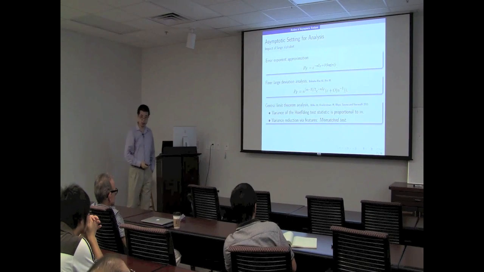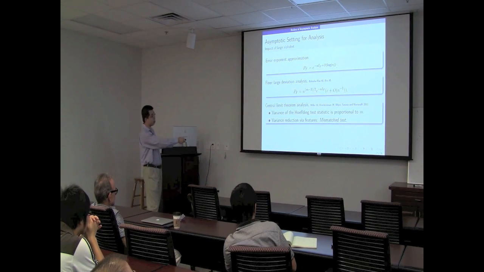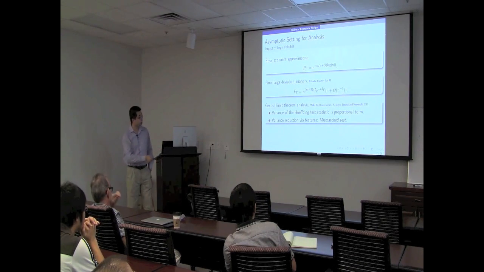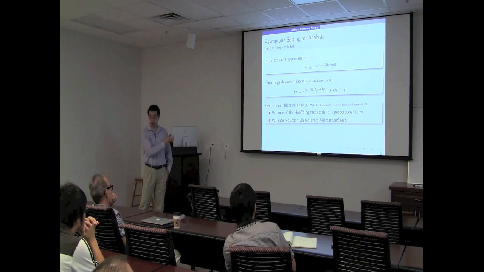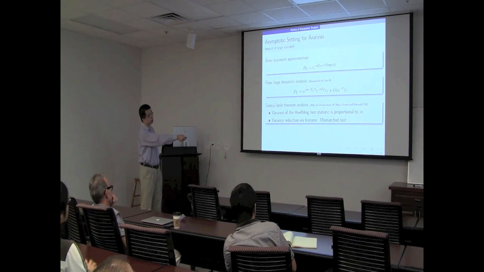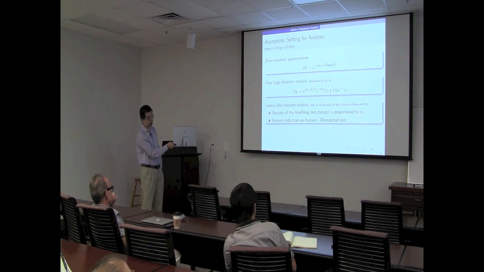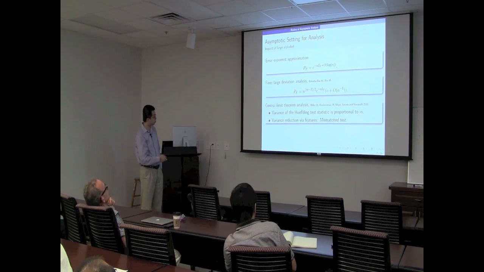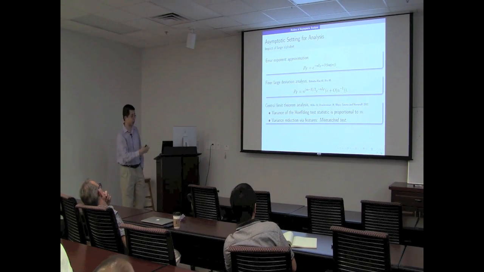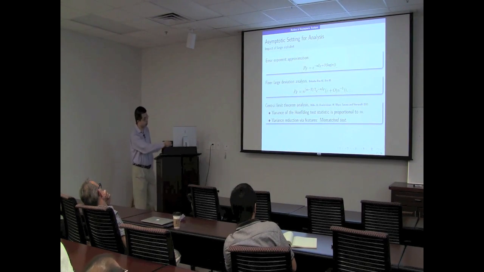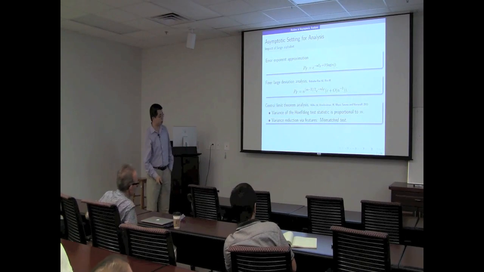Or you can look at central limit theorem analysis. Remember, the Hoeffding test basically compares a certain test statistic to the threshold. And if you look at the variance of that test statistic, it's actually proportional to the size of the alphabet. Therefore, with a larger alphabet, your variance is larger, and you have a larger error. And of course, you can do variance reduction using features, basically selecting a subset of features. And that's what we looked at before in terms of the mismatch test.